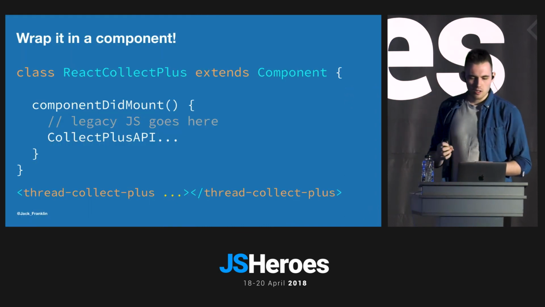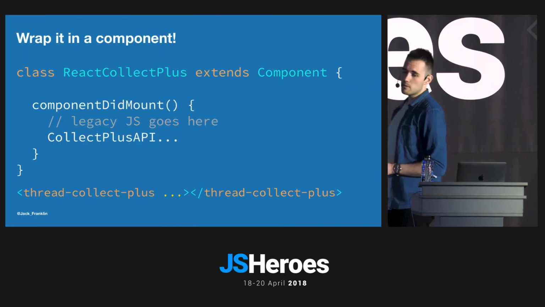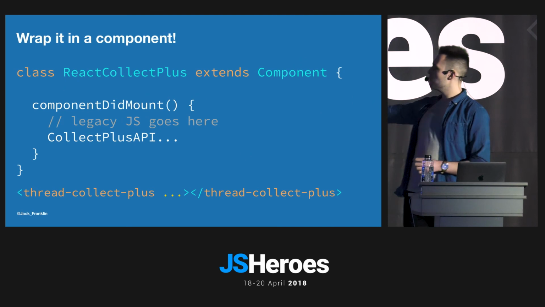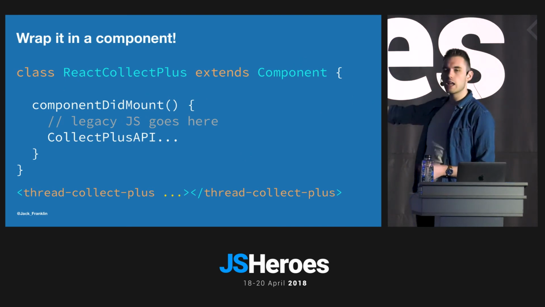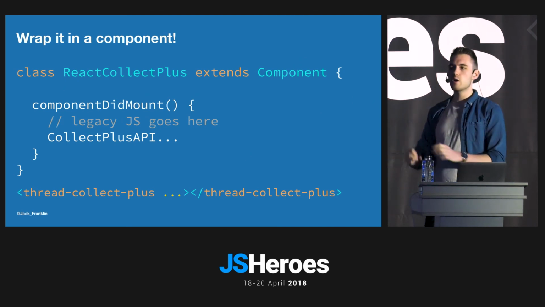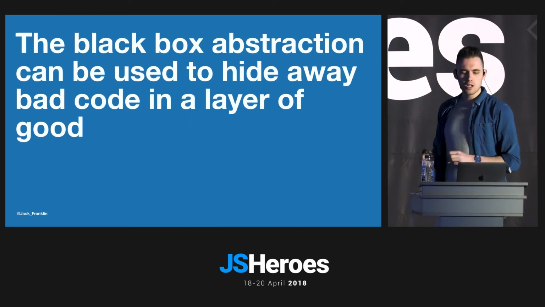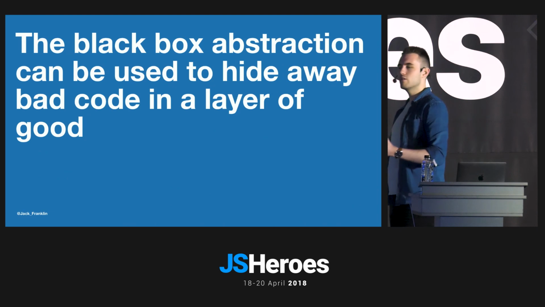But you can take advantage of the black box abstraction, and I made a React component called React Collect Plus, and inside there I just dumped all the horrible legacy stuff. And down the bottom, in our templates, we can still use Collect Plus, but now all this horrible legacy code is boxed away in its own little box. So you can use the black box abstraction to hide away bad code in a layer of good code.